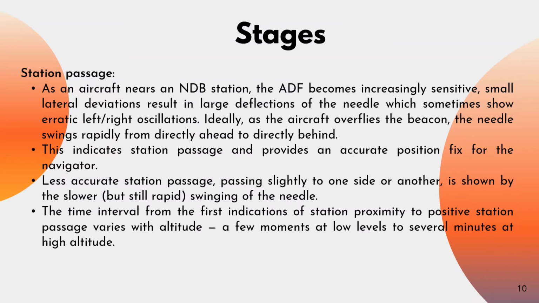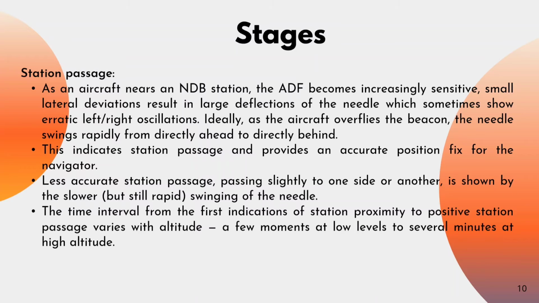Stages. Station passage. As an aircraft nears the NDB station, the ADF becomes increasingly sensitive. Small lateral deviations result in large deflection of the needle, which sometimes shows erratic left or right oscillation. Ideally, as the aircraft overflies the beacon, the needle swings rapidly from directly ahead to directly behind. This indicates the station passage and provides an accurate position fix for the navigator.